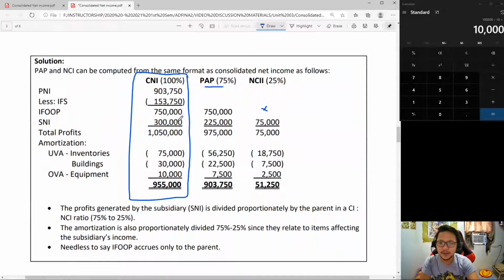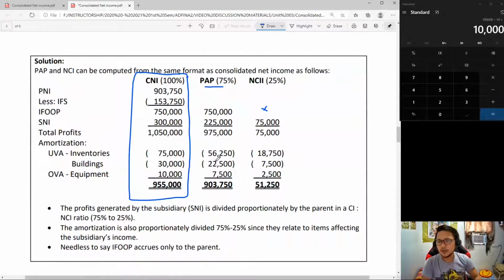Subsidiary net income, the 300,000 is divided between PAP and NCI. Total natin dito is 975. Dito naman, 75,000. Undervaluation of inventory, 75,000 is simply multiplied by 75%. Makukuha natin ang share ni PAP, 75%. NCI naman, whatever remains, the 25% of 75. And for 30,000 and 10,000, you do the same.